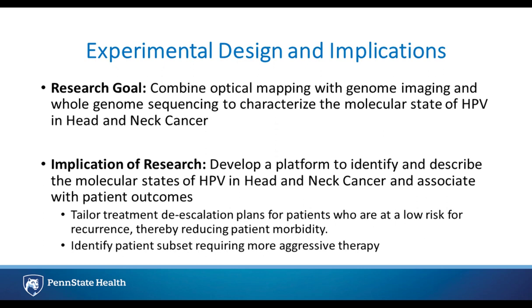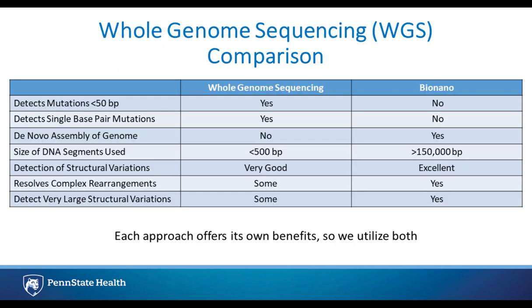So our question was whether we could combine optical mapping using Bionano as well as whole genome sequencing using the Illumina platform to characterize the molecular state of HPV in head and neck cancers, whether it's integrated or episomal. And the implication of this research is that we can develop a platform to identify and describe the molecular state of HPV in these head and neck cancers, and perhaps associate it with patient outcomes. We might be able to improve our treatment plans for patients who might need more aggressive therapy or patients who might need a little bit less, and so can have less morbidity.